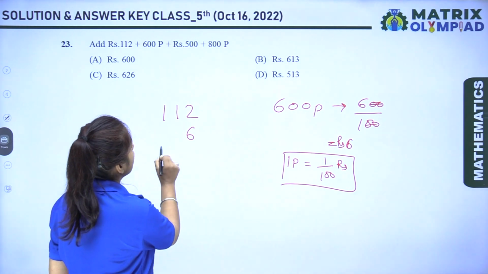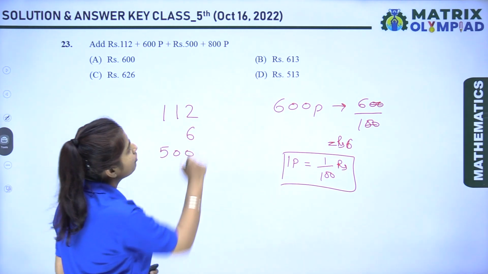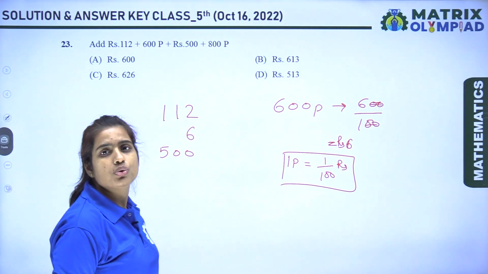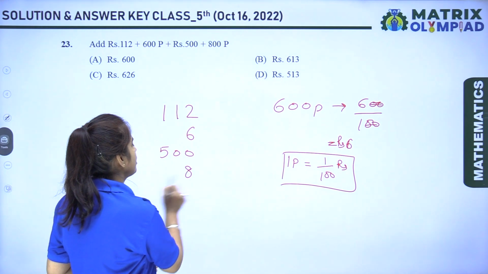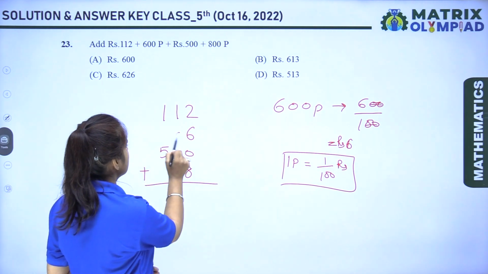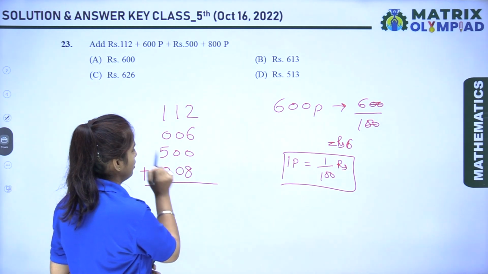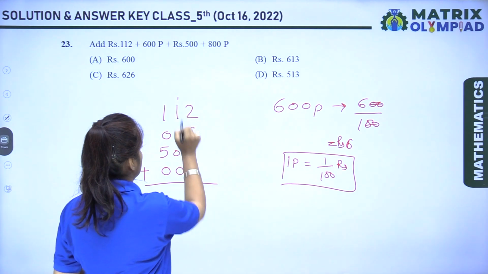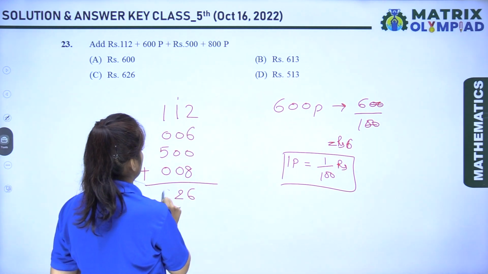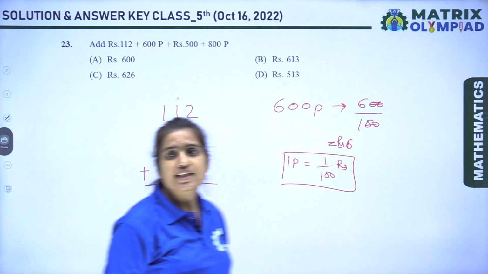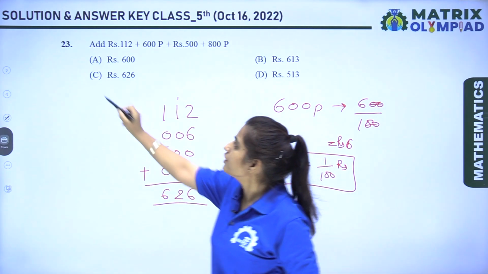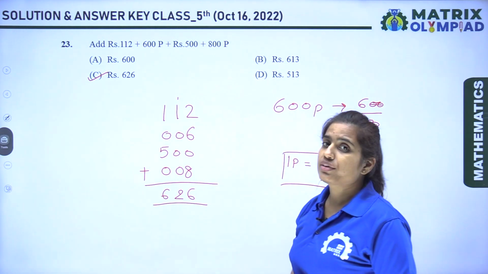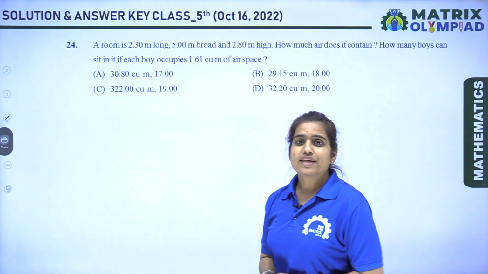Now we are given 500 rupees, and then we have 800 paisa. Again using the formula, we can convert 800 paisa to rupees. So we get 8. After adding these 4 terms, we get 626 rupees. So here option C is the correct answer for question 23. So let's begin with the 24th question.